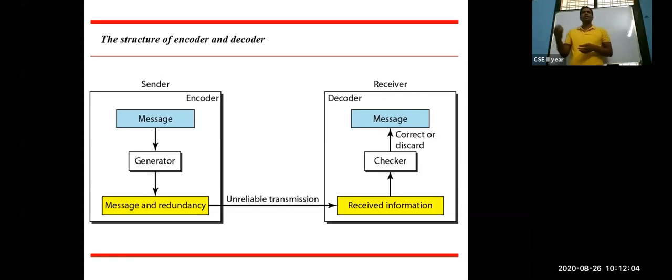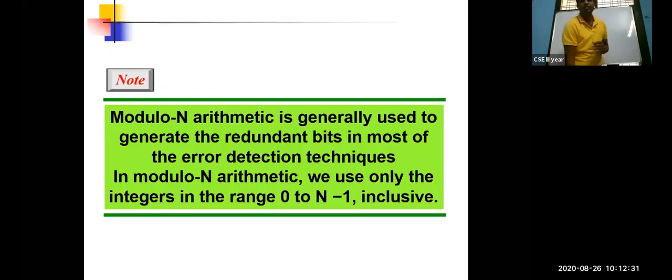It checks whether there is an error according to the role given to it, according to the logic given to it, according to the program it has, right? Then if an error is detected, it is discarded. If not, the original message is received by the receiver. That's the blue rectangle. In between that, you can see correct or discard. If it is correct, it is received. If it is wrong, it is discarded. This is the simple procedure of error detection and correction by adding additional bits to the data.